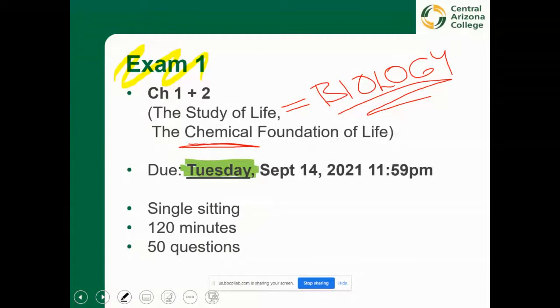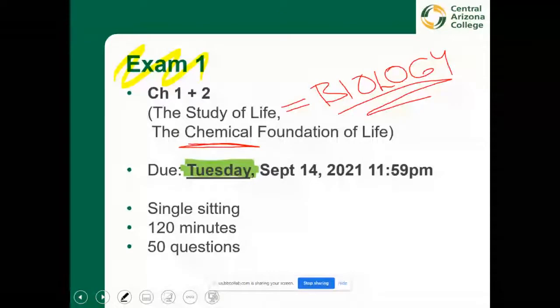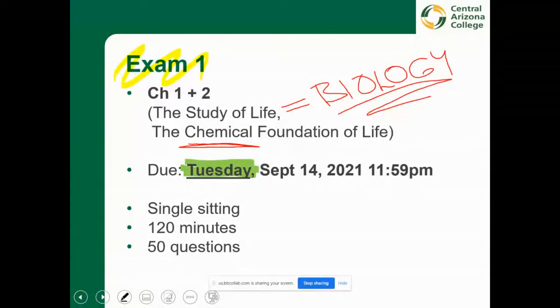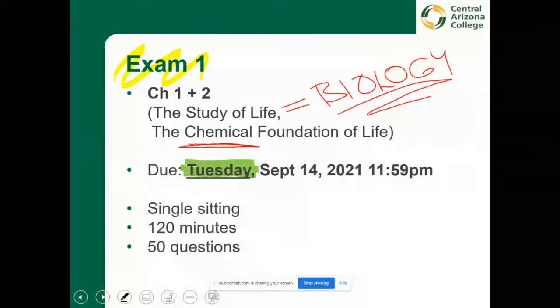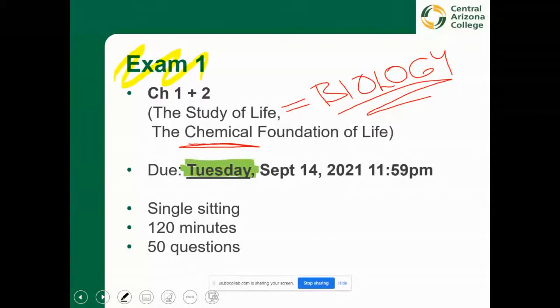The time limit is there so that you can't open it, go do something else, and come back. The goal is that you sit down, get the test done, and then move on with other projects that you might have going on.